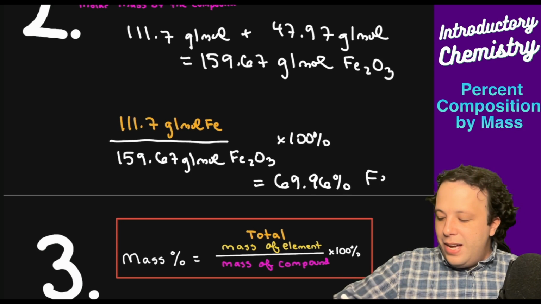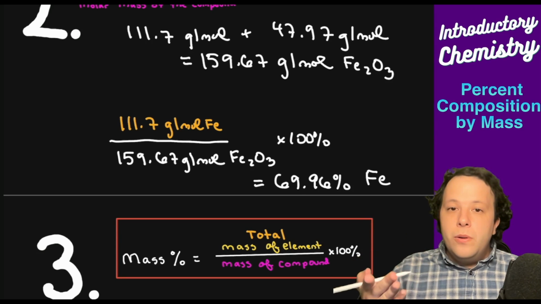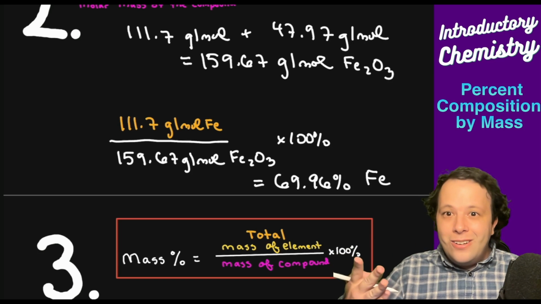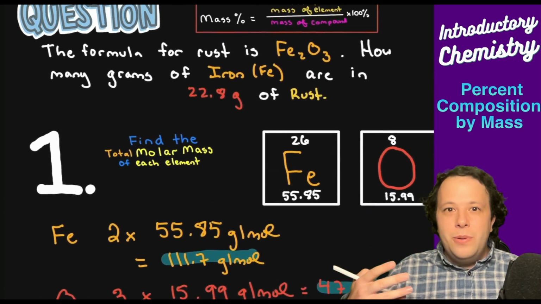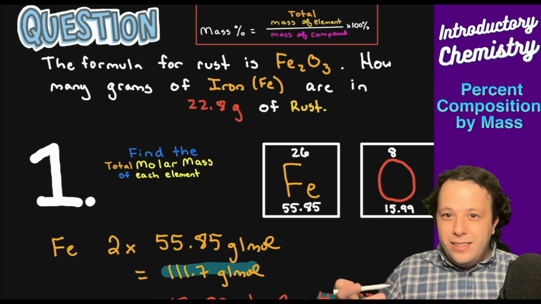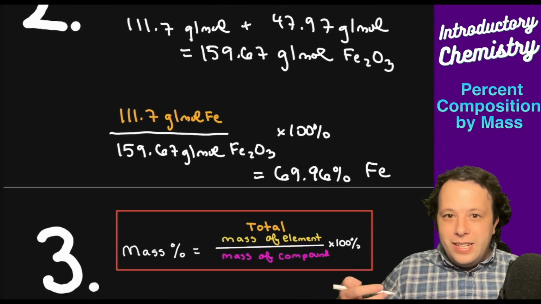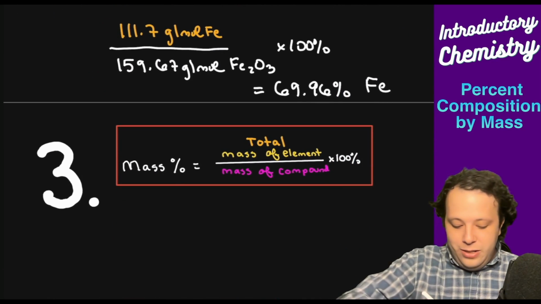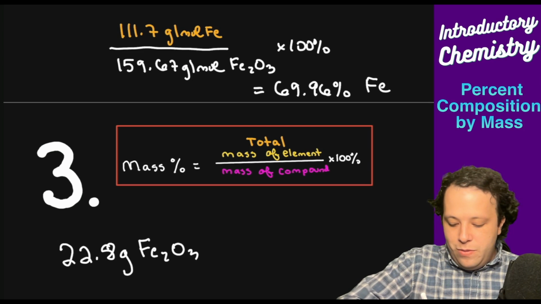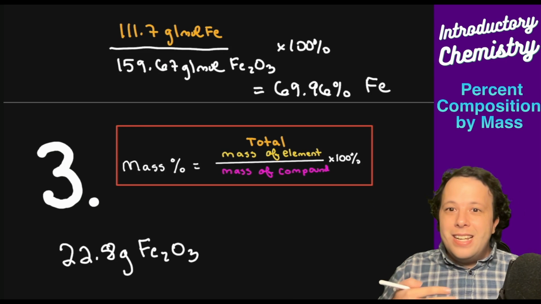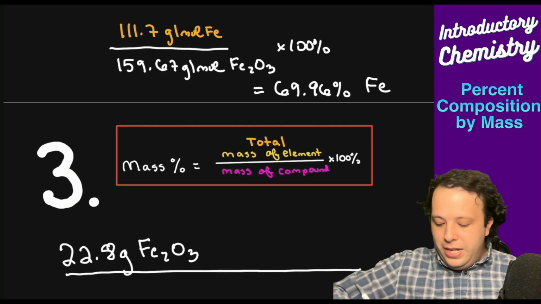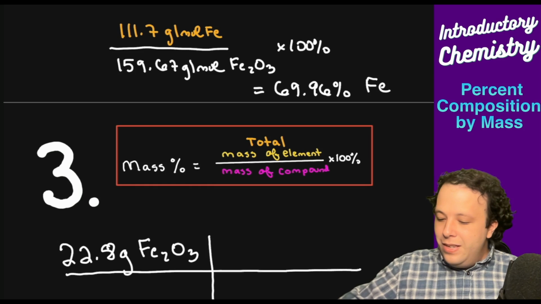Now, how does that apply to a mass sample? This is a conversion term that we can use to figure out how much iron there is in a given sample. What was the original value? We were given that we had 22.8 grams of rust that we collected in our sample. So let's go back down here and see how we can use that. We had 22.8 grams of Fe2O3. Now, a percent is the same thing as saying out of 100, for every 100.